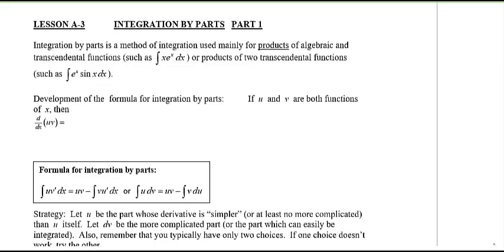This is lesson A3, the appendix lesson 3. We're going to talk about integration by parts today. And I know in our Calculus AB course you learned a few different methods of doing antiderivatives, the substitution method commonly used. But integration by parts is actually another method that's commonly used, but used for products of algebraic and transcendental functions, such as x multiplied by e to the power x, or the products of two transcendental functions like e to the x times sine x.